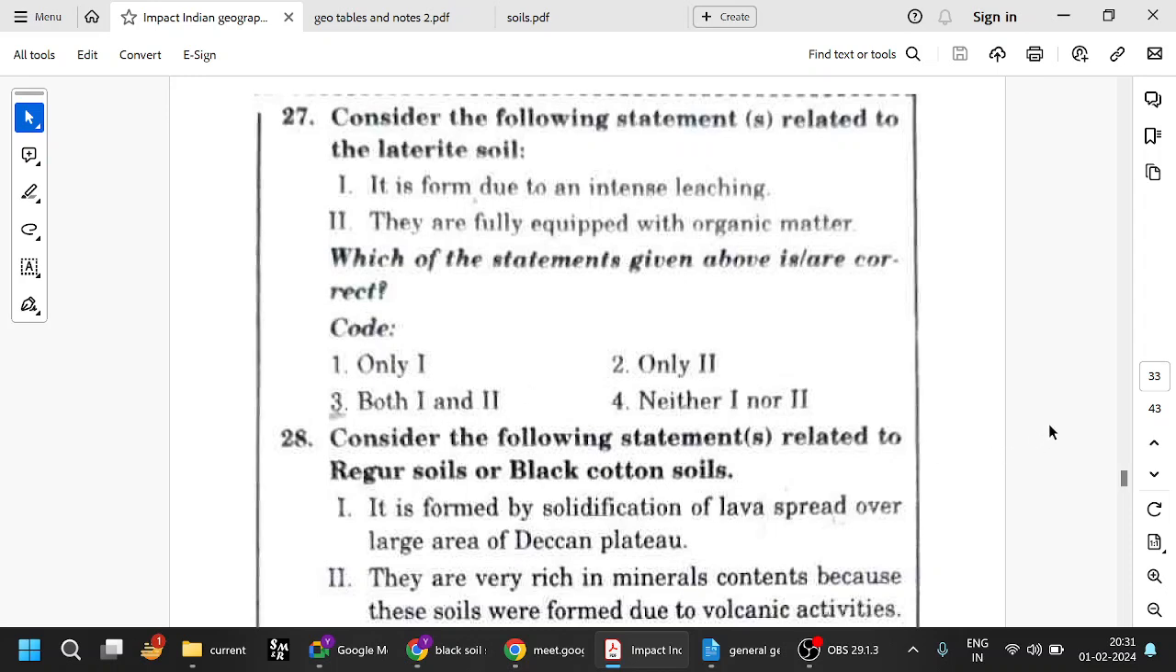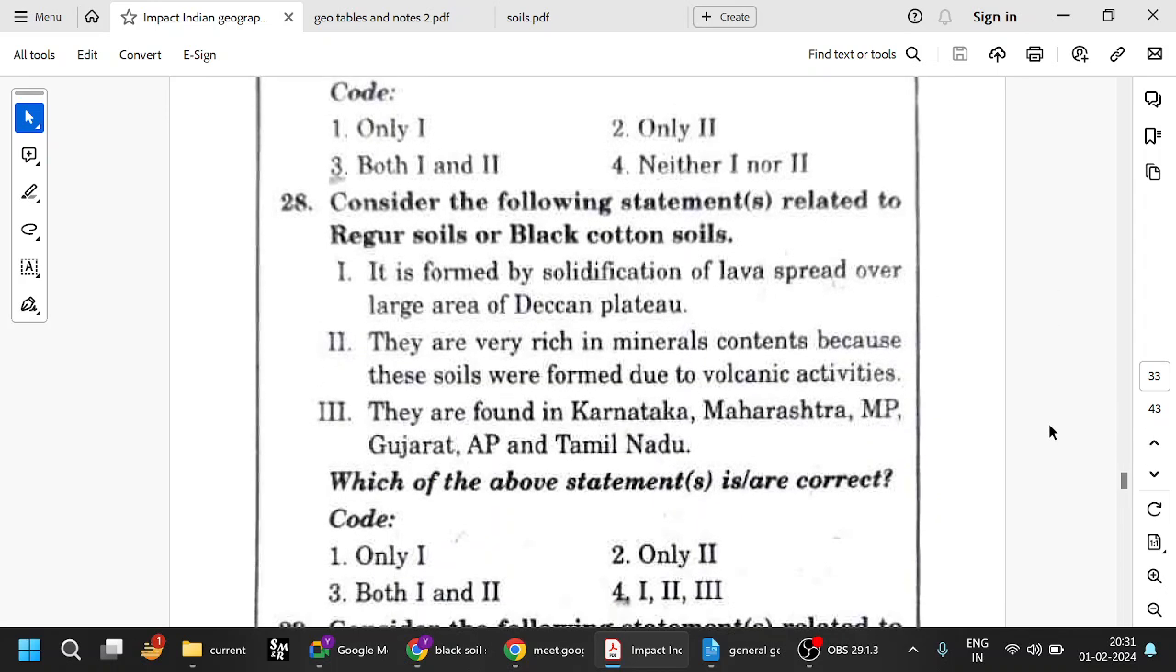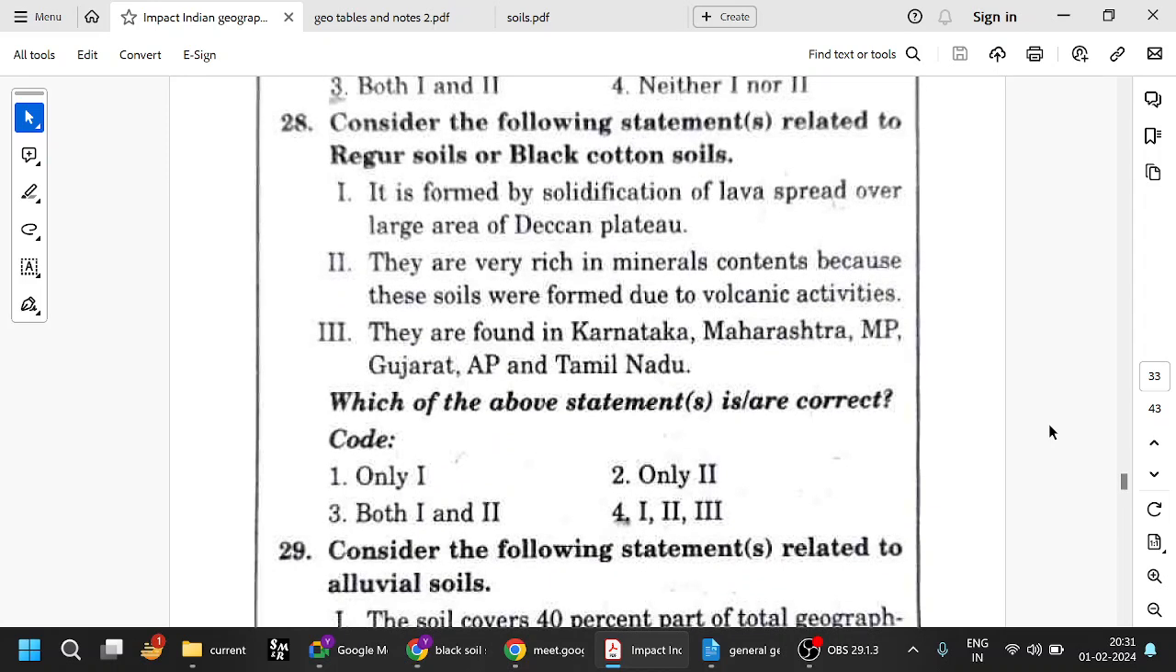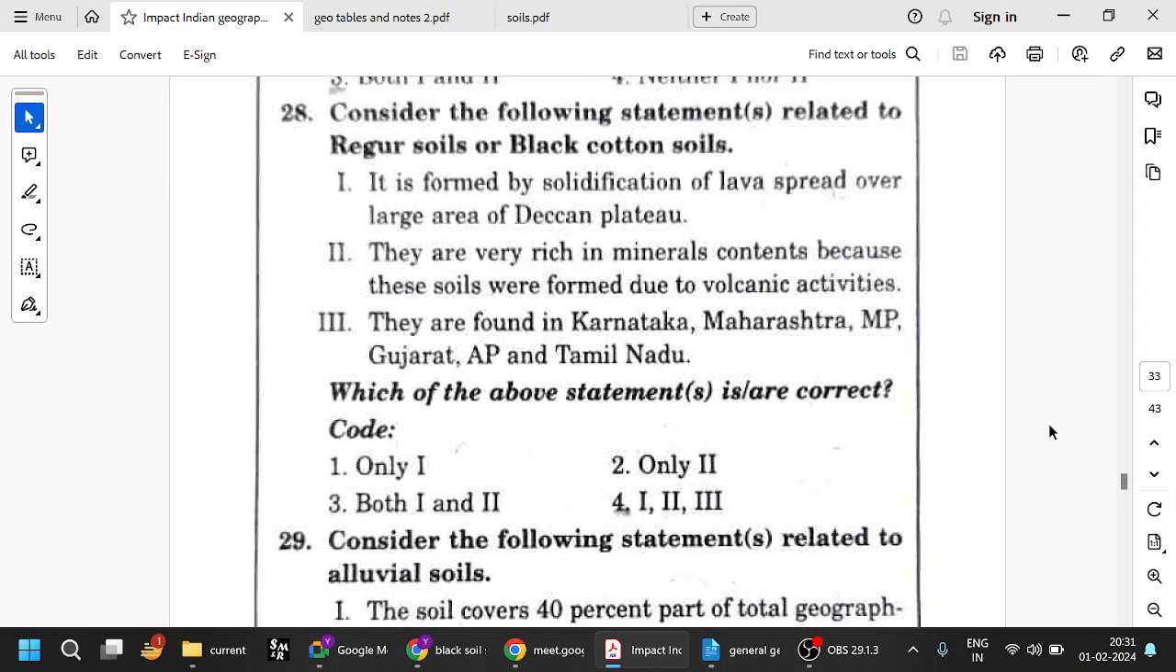So only one is the option. Consider the following statements related to regur or black soils, also called tropical black soils. It is formed by solidification of lava spread over a large area of the Deccan Plateau. Yes, we saw that they are formed from basaltic lava and are majorly found in the Deccan Plateau. They are very rich in mineral content because these soils were formed due to volcanic activities. Yes, that is also true.